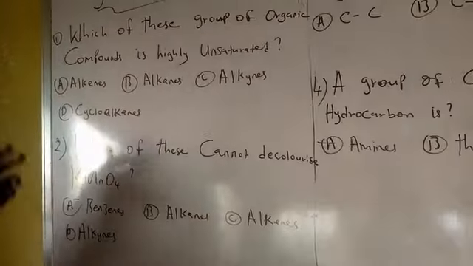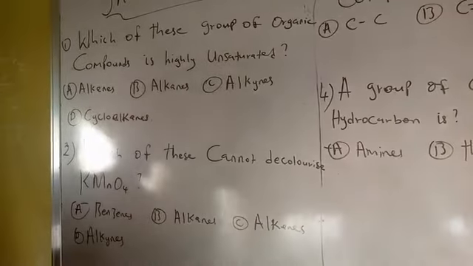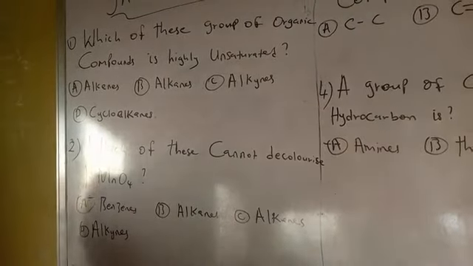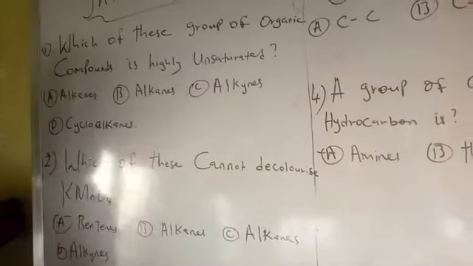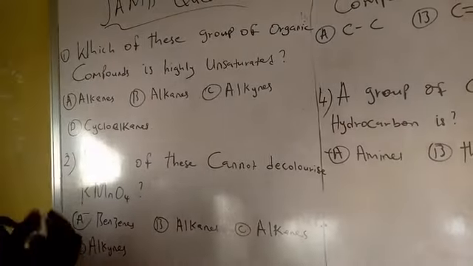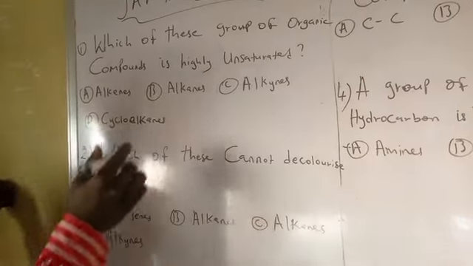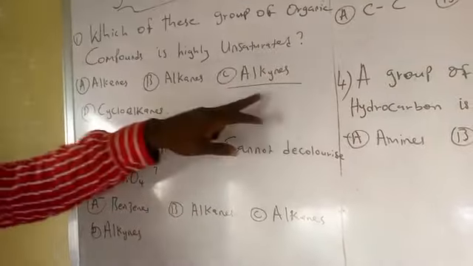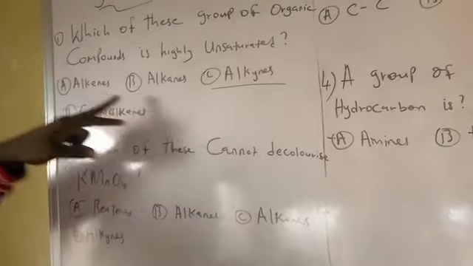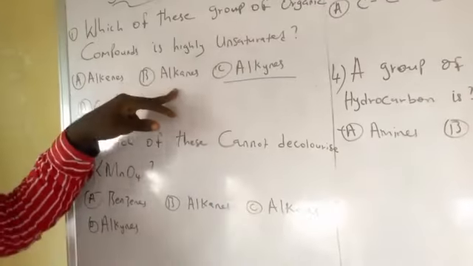Now, if we want to answer the question, we need to know what is unsaturated compounds, and we need to know the examples of unsaturated. Now, from this question, the answer is very clear, and it's glaring that the one that is highly unsaturated is the alkynes, because alkynes has carbon-carbon triple bonds. Alkane is not even an unsaturated compound.